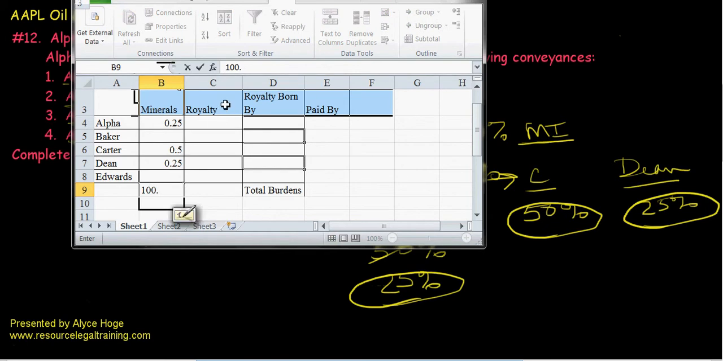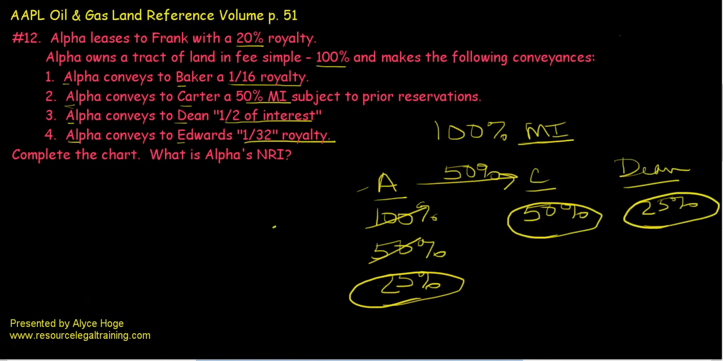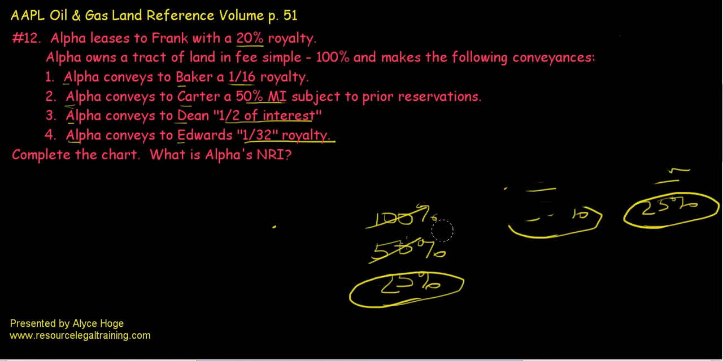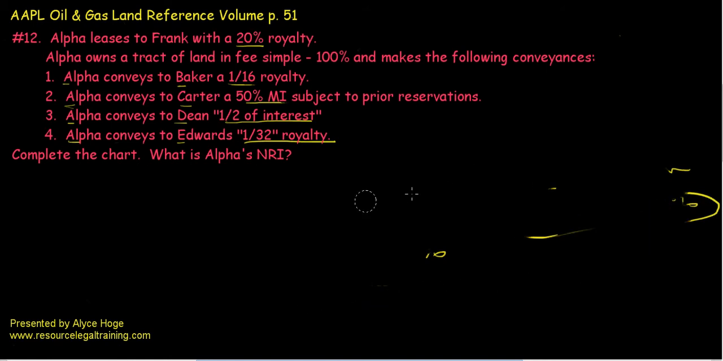So next we're going to go on to the royalty section. We're going to see who owns what royalty interest. So let's go back. I'm going to erase what we did for the mineral interest because we've got that covered. But now we're going to look at A's royalty interest. Remember, A starts off with a royalty interest of 20%. That's given to her by the oil and gas company when she leases her property.